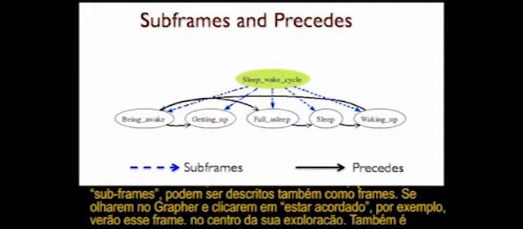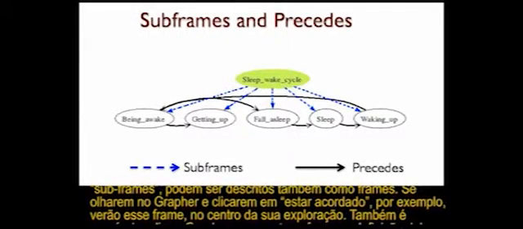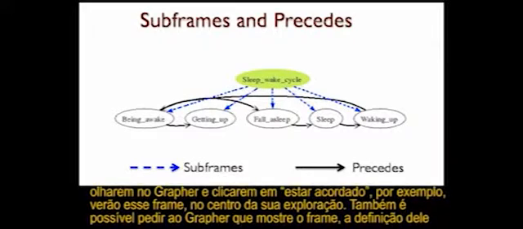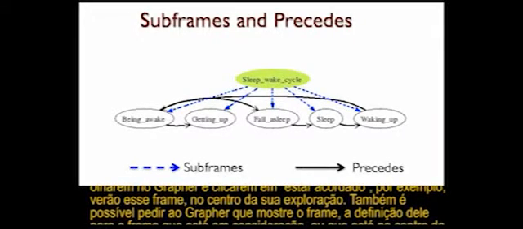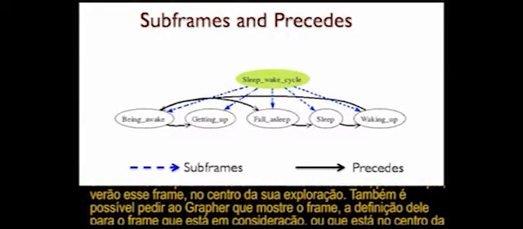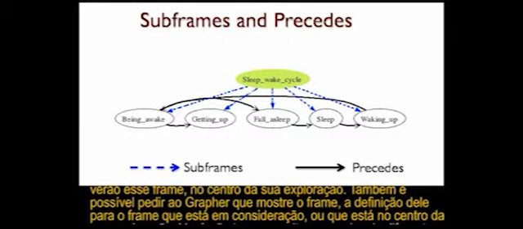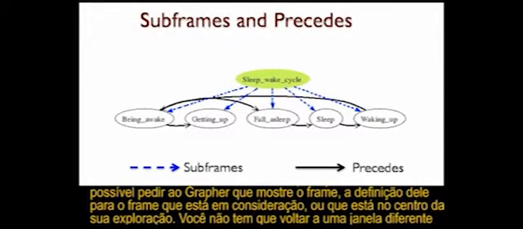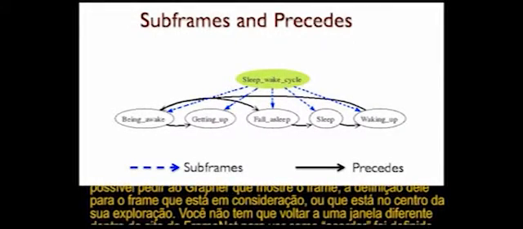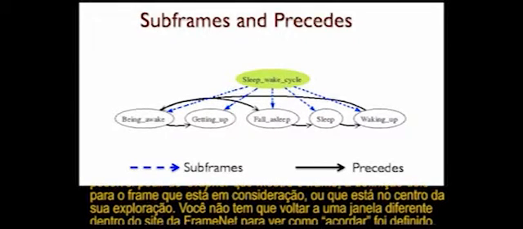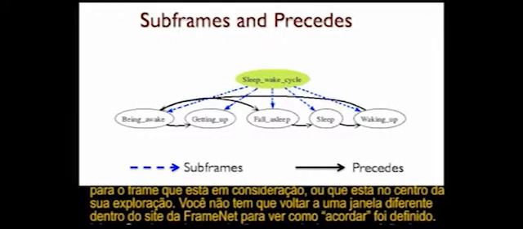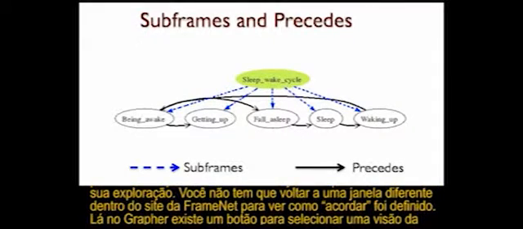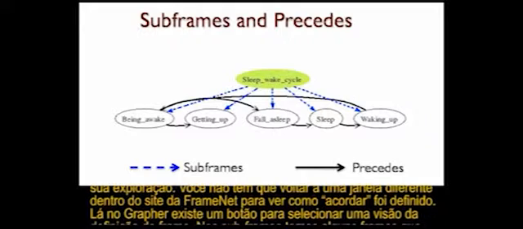So if you go to the frame grapher and you click on being awake, for example, you'll see that frame at the center of your exploration. You can also ask the frame grapher to show you the frame definition for the frame that's at the center of your exploration. So you don't have to go to a different place on the FrameNet website to see how being awake is defined. Right there in the FrameNet grapher, there's a button for you to select View Frame Definition.